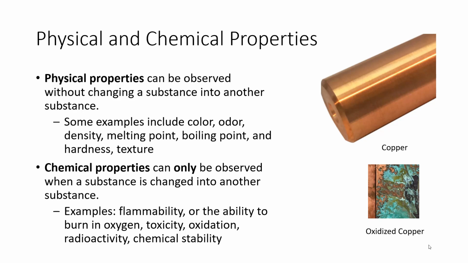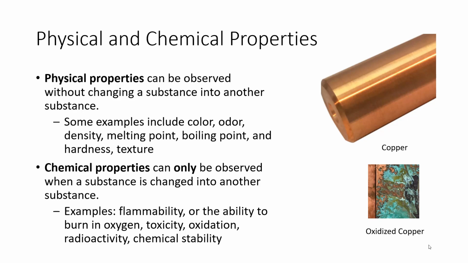Part of studying chemistry is observing chemical and physical properties. A physical property is something that is being observed without changing the substance. Some examples of physical properties are color, odor, density, melting point, boiling point, hardness, and texture.